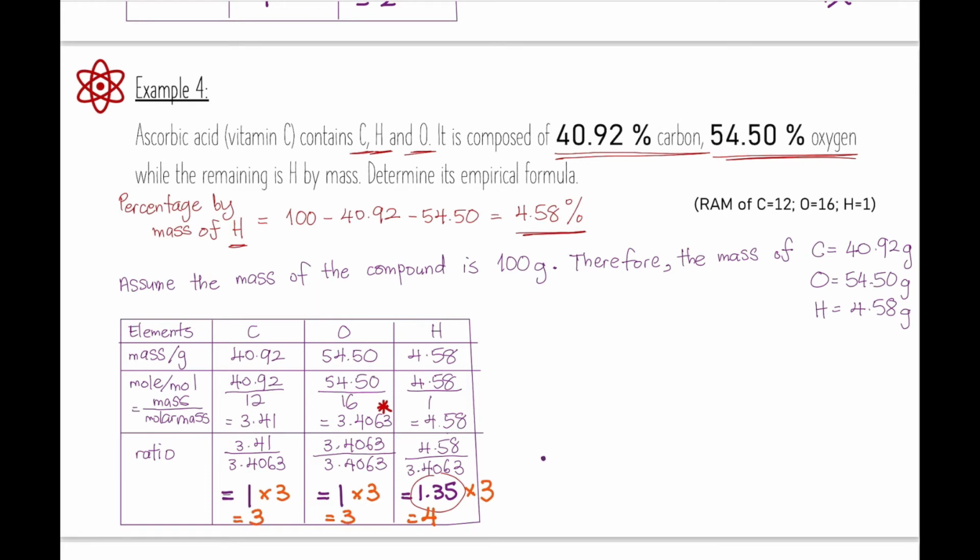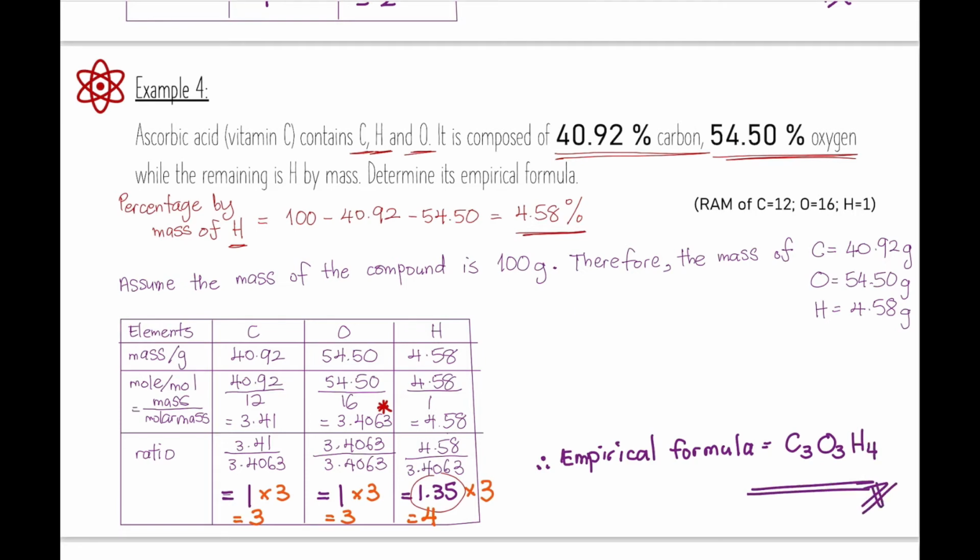Last but not the least, summarize your answer next to the table. The empirical formula for ascorbic acid or vitamin C is C3O3H4.